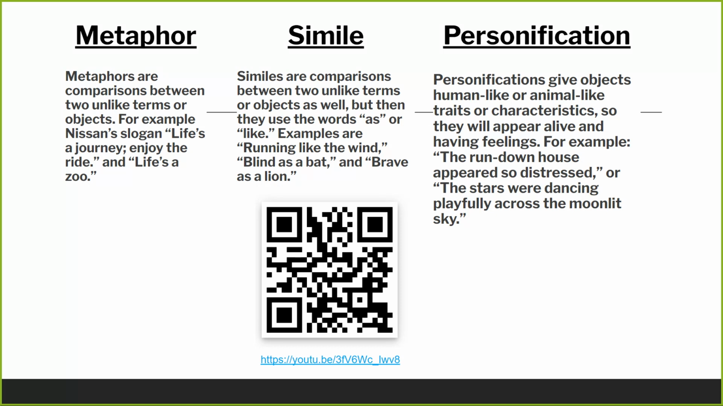For example, the rundown house appeared so distressed. The house can't feel distressed; it's a house, so we're giving it that human emotion. Or the stars are dancing playfully across the moonlit sky. Stars aren't literally dancing. We're giving them that human ability in this description.